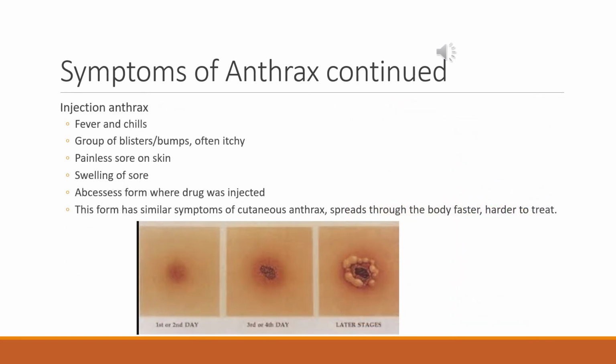Anthrax contracted by injection has similar signs and symptoms to cutaneous anthrax. However, it spreads through the body faster and is harder to treat. People who contract anthrax through injection may also have fever, chills, blisters, and bumps that are often itchy, a painless sore on the skin, swelling of that sore, or an abscess which forms where the drug was injected.